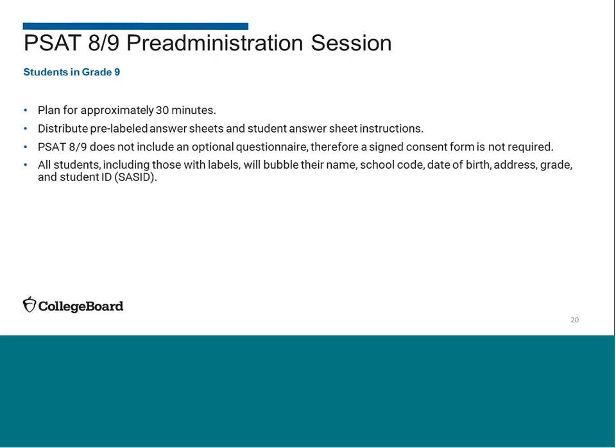For your grade 9 students, you'll want to plan about 30 minutes. And on the PSAT 8-9 answer sheet, you're going to distribute those pre-labeled sheets along with the answer sheet instructions. The PSAT 8-9 does not have an optional questionnaire, so again, there's no signed consent needed. And all of your students will bubble in their name, their school code, the date of birth, address, grade, and SACID. So again, even if they have a label on the answer sheet, we request that students grid in the information as well.